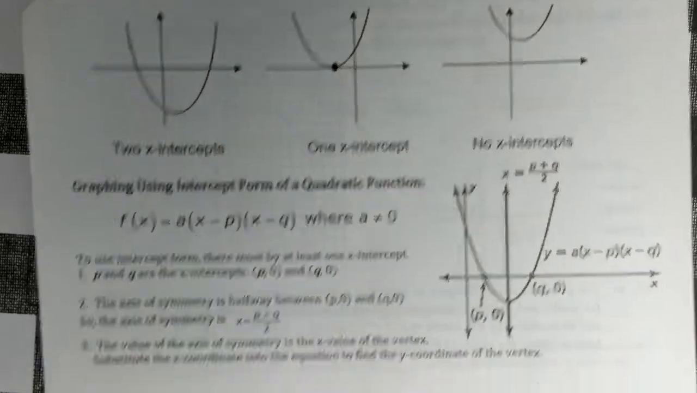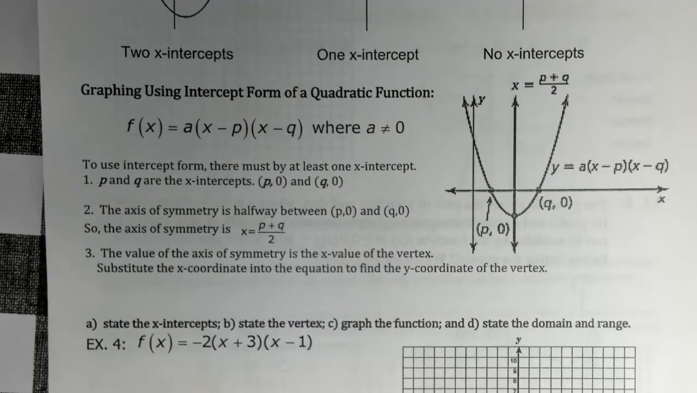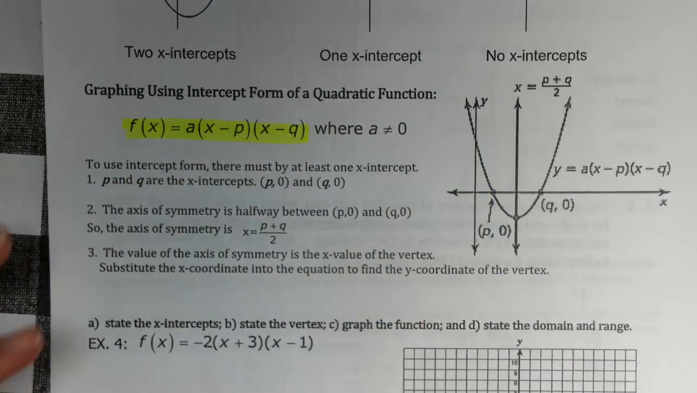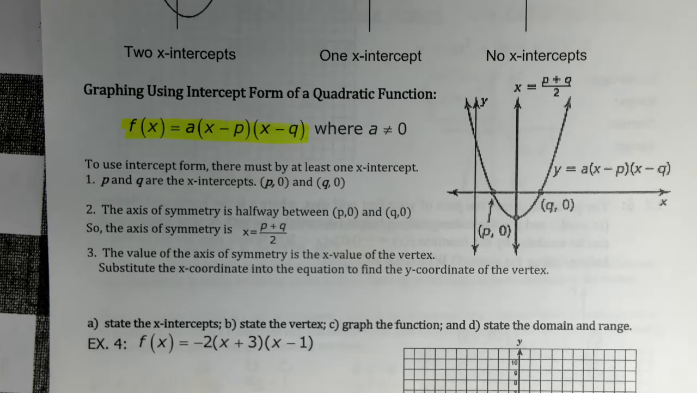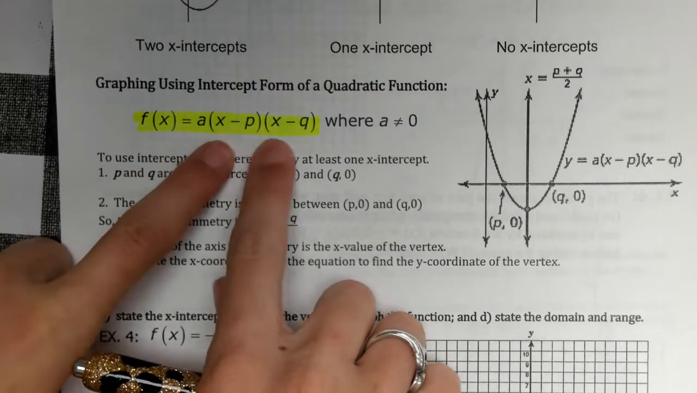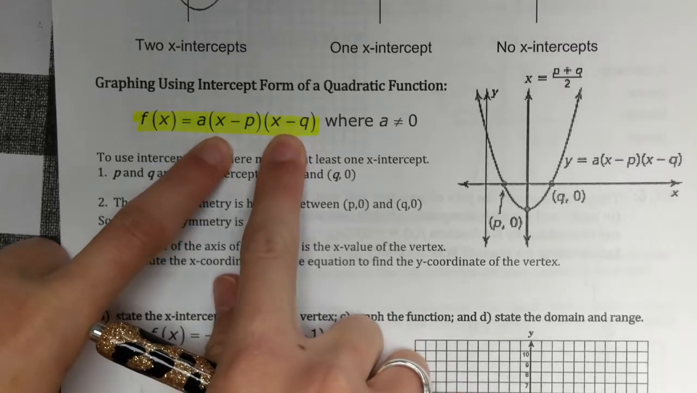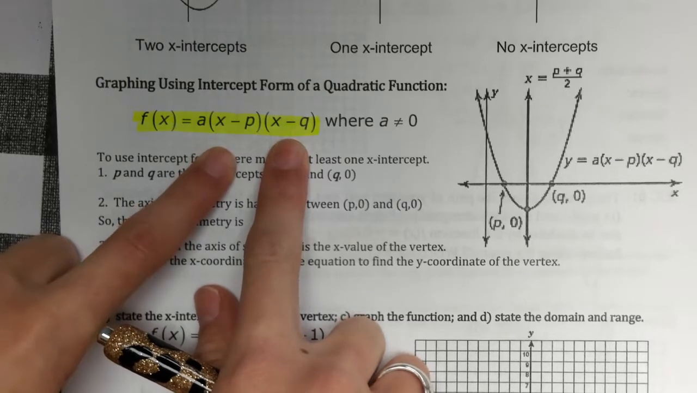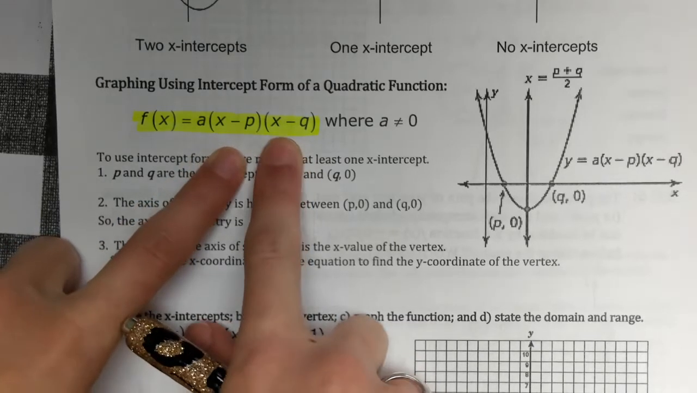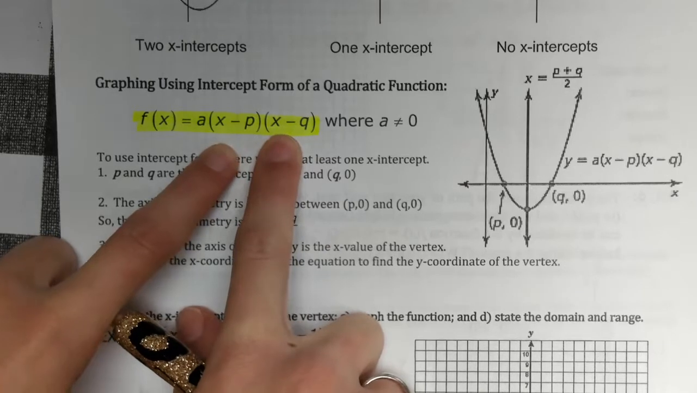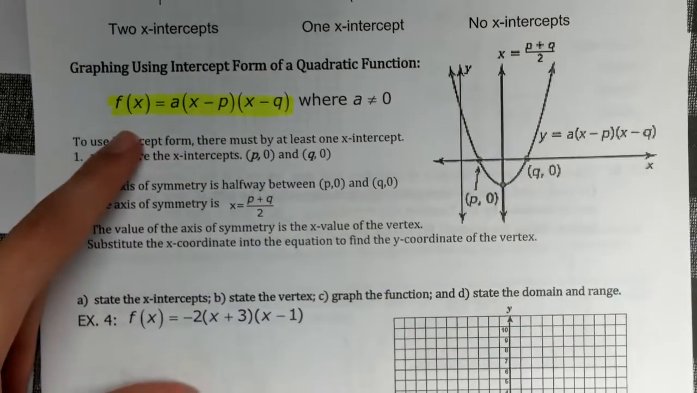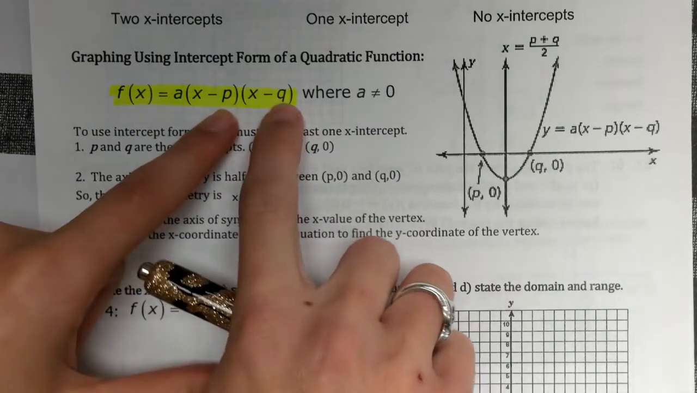Now your intercept form is f of x equals a times x minus p times x minus q. If you remember factoring, this kind of looks like what your stuff should have been when you factored. So like x minus 2, x minus 3. And do you remember setting that equal to 0 and solving it? You were solving for your x-intercepts. Okay, so this is intercept form, where p and q are your x-intercepts.